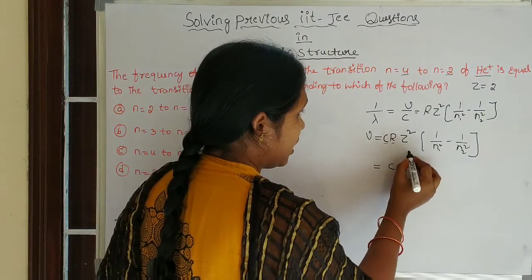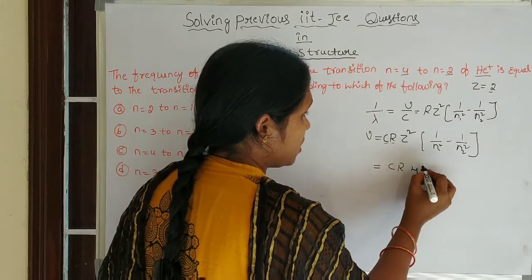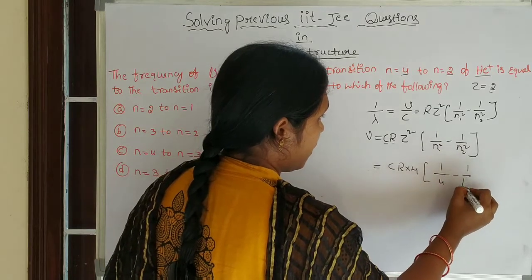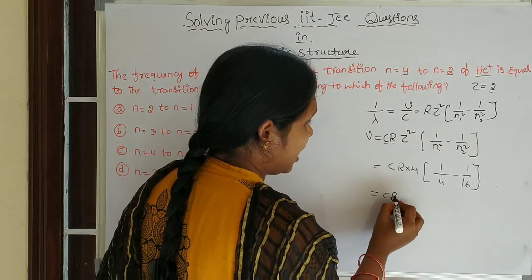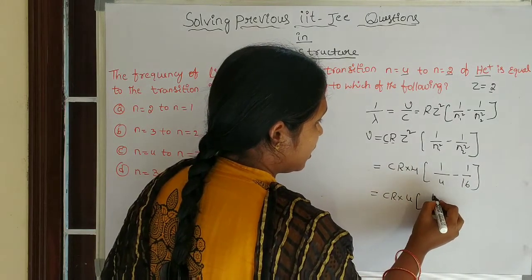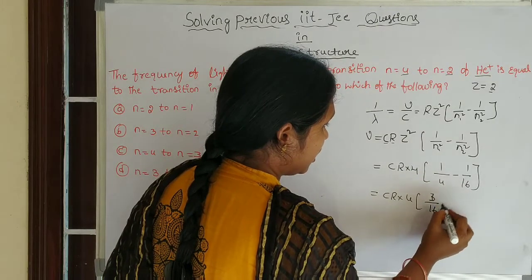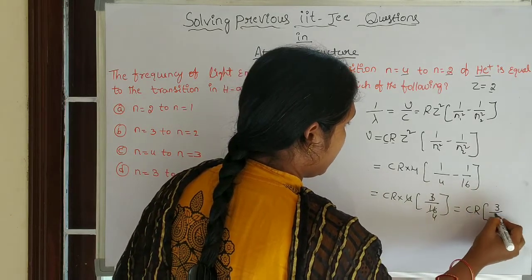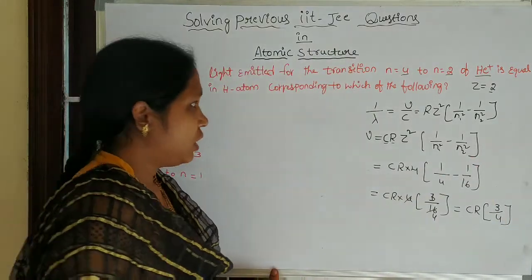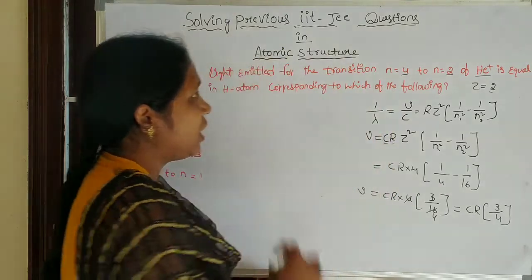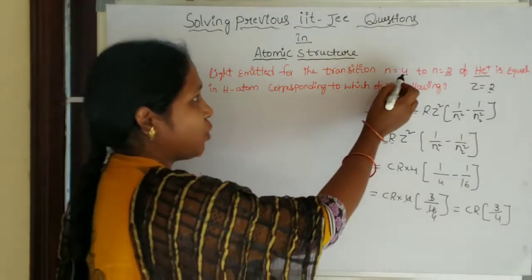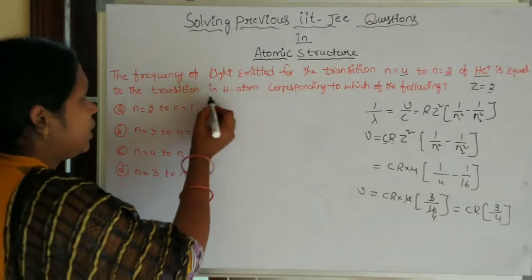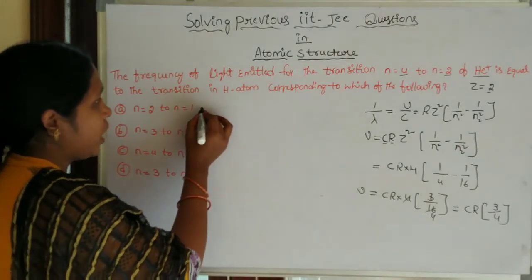Substitute the values. C R, Z is 2, so Z square is 4, into 1 by n1 square, that is 1 by 2 square, which is 1 by 4, minus 1 by 16. We get C R into 4 into 3 by 16, that is 3 by 4. So C R into 3 by 4. This is the frequency of light emitted from the transition of the electron from the fourth energy state to the second energy state.